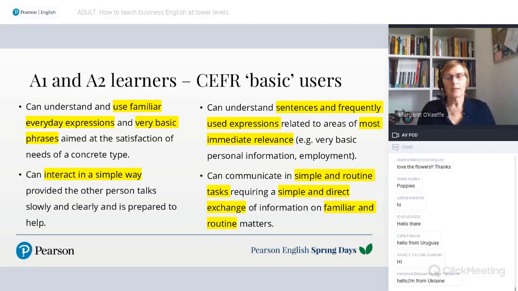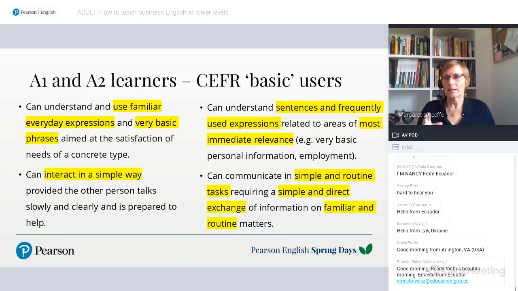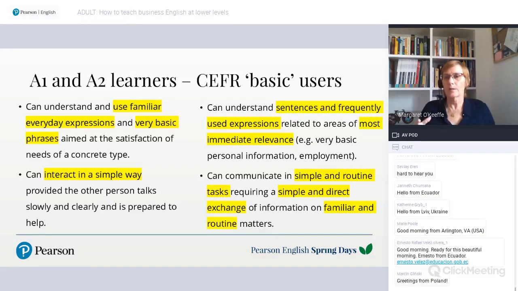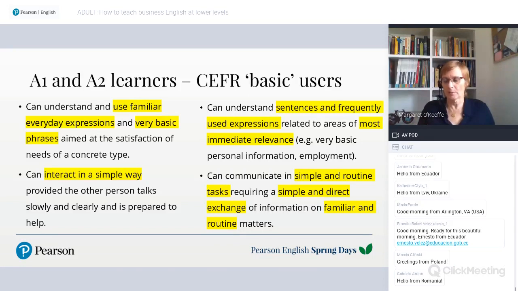A2 level is obviously a little bit higher, in that they can understand sentences and frequently used expressions that are of most immediate relevance. And from this, our context is going to be most immediate relevance for what they need at work. They can communicate in simple and routine tasks, simple and direct exchanges on familiar and routine matters. So it's very basic. They're not doing sophisticated business transactions here. They're doing very simple things in the workplace. And we'll be looking at some examples today.